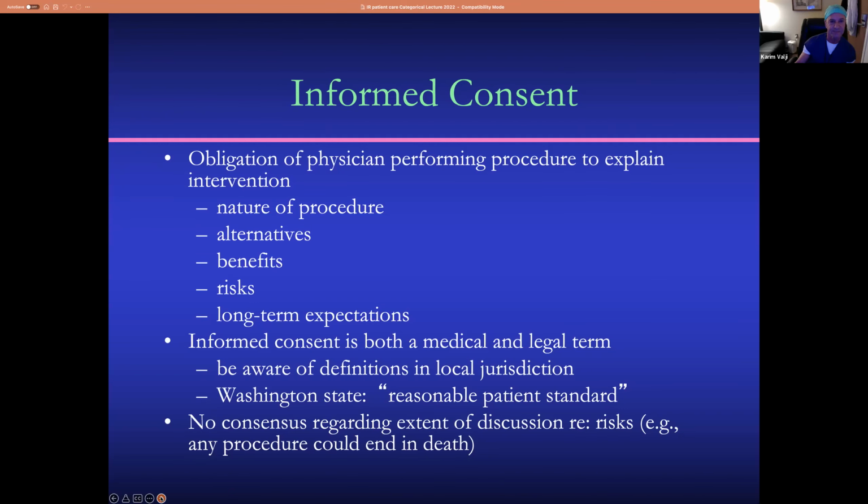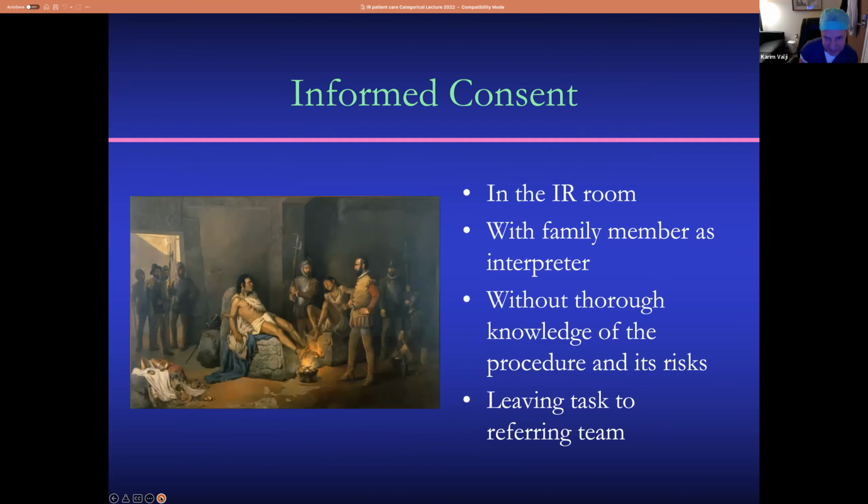So this is how you don't do informed consent. You don't do it in the room, having not talked to the patient. That's coercion. You can't use a family member as an interpreter because you don't know what they're telling the patient. You don't want to do it if you don't know anything about the procedure. Don't let a senior IR resident or attending say, go get consent on this patient for a TIPS when you've never even seen it or know nothing about it. That's wrong. And you never leave it to the referring team. It's not their job, it's our job. We're doing the procedure.